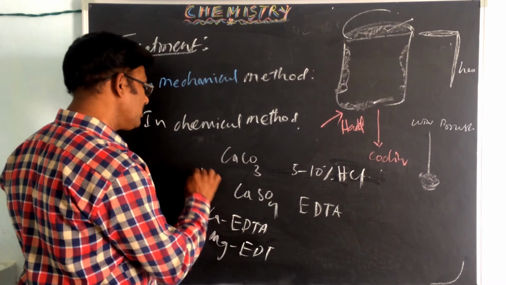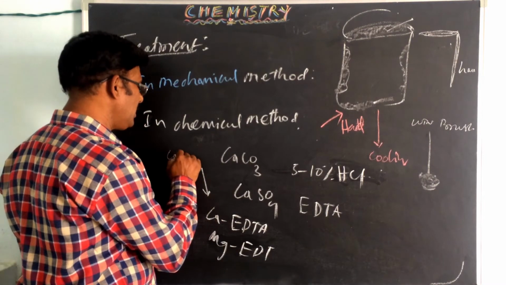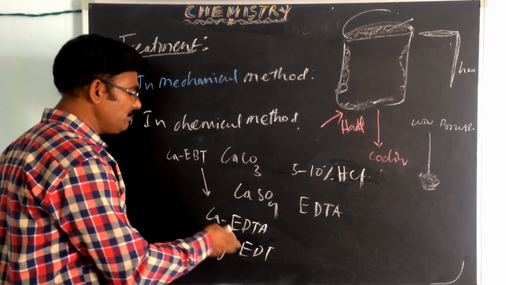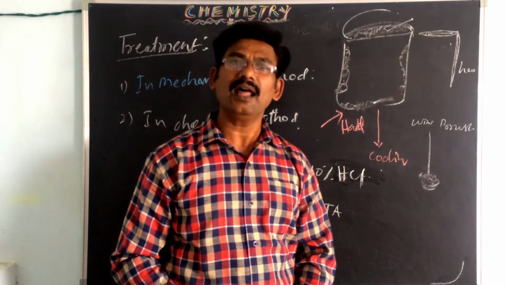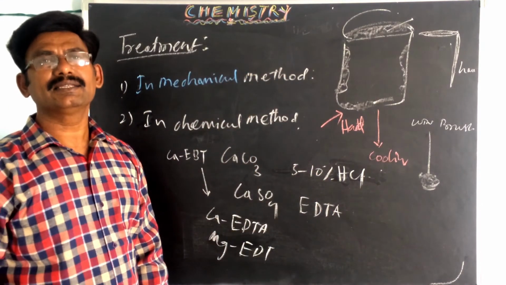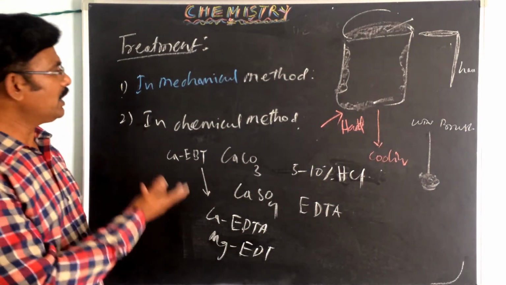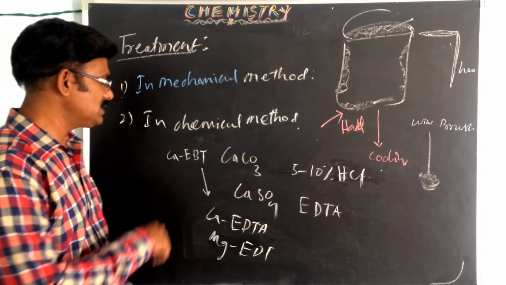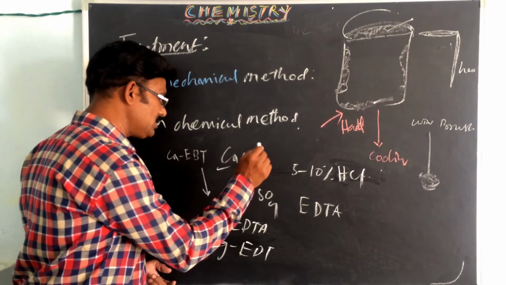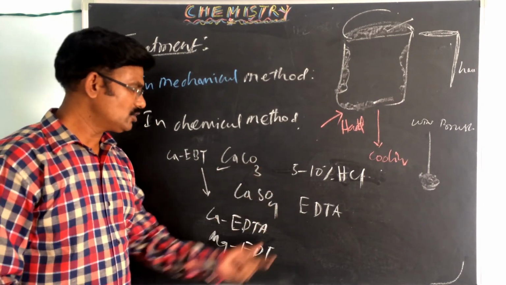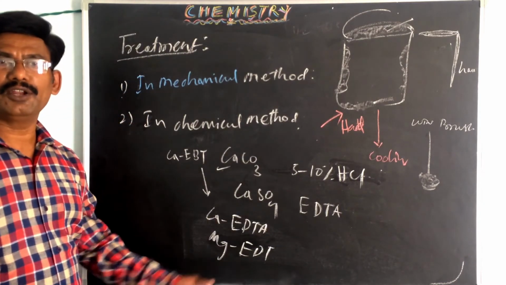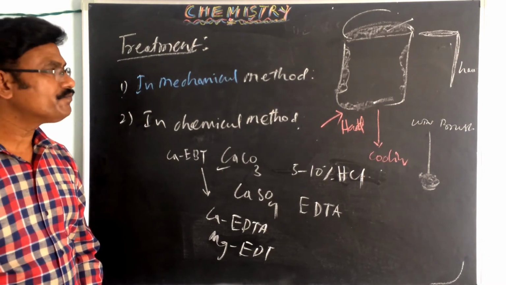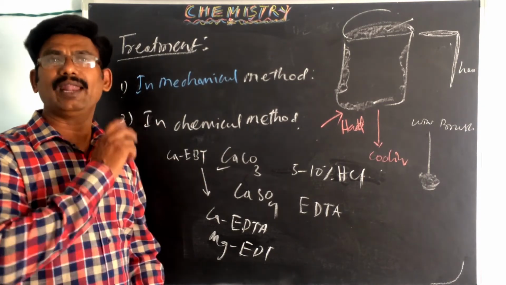When EDTA is added, calcium EDTA and magnesium EDTA complexes form, and these salts are highly soluble in water. We can remove scales by chemical methods. In the chemical method, we use 5 to 10% HCl if calcium carbonate is present, or EDTA if calcium sulfate is present. We already know the calcium EDTA complex and the magnesium EDTA complex. So scales are removed like this.